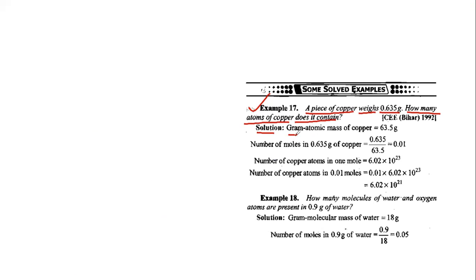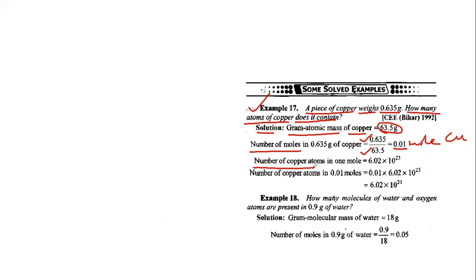Solution. Gram atomic mass of copper is 63.5 grams. And the formula for number of moles is given weight by gram atomic weight. So 0.635 divided by 63.5 will be 0.01 moles. So 0.01 mole of copper is there.